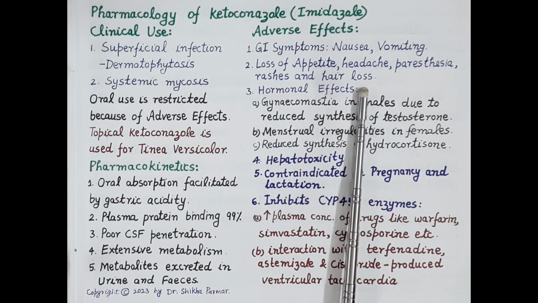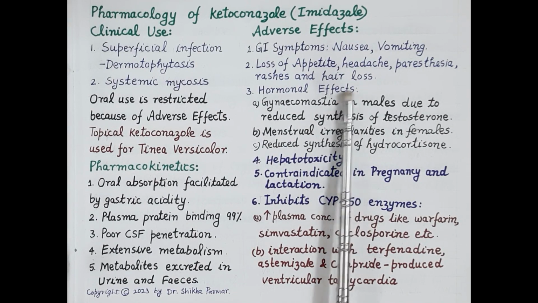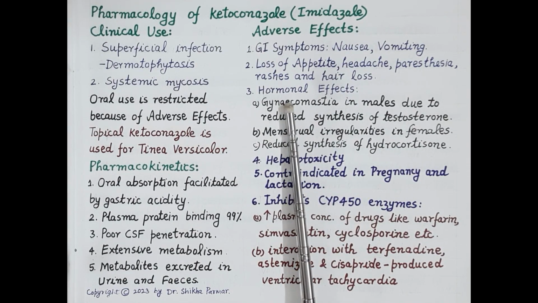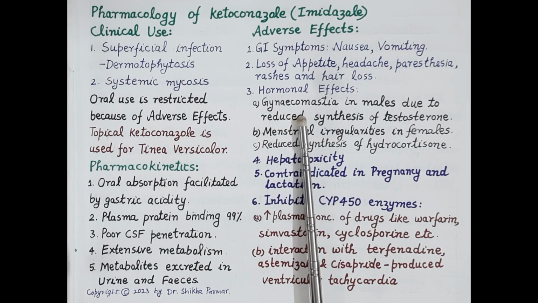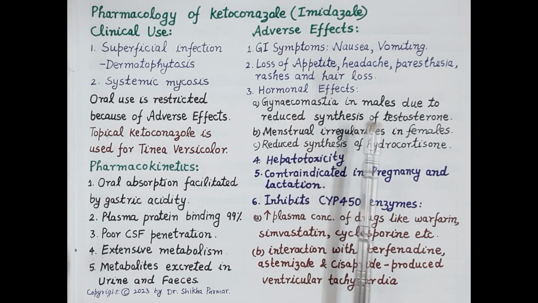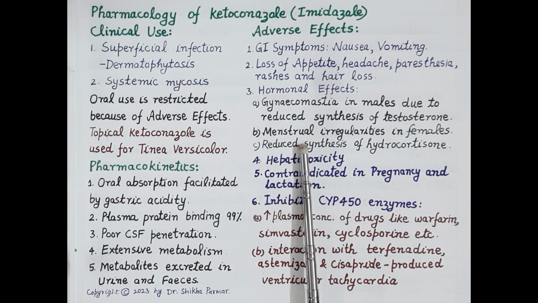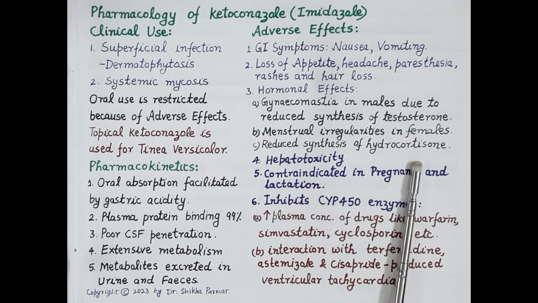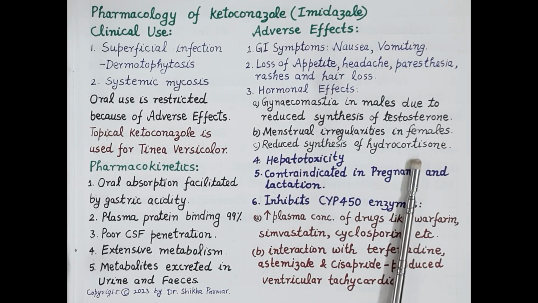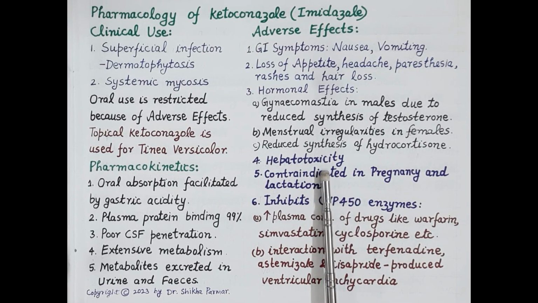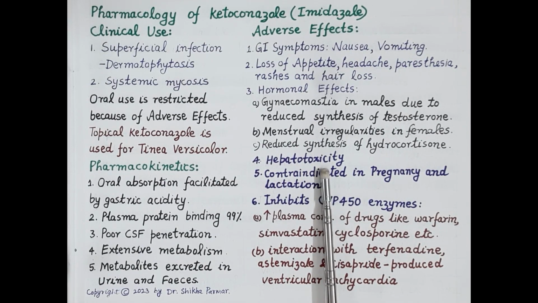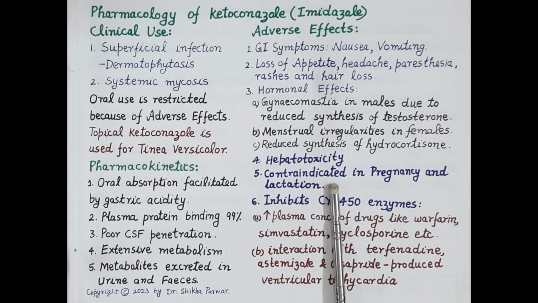Another major adverse effect of ketoconazole is its hormonal effects. It can cause gynecomastia in males due to reduced synthesis of testosterone, and it can cause menstrual irregularities in females due to reduced synthesis of estradiol. It also reduces synthesis of hydrocortisone. Apart from this, it is also hepatotoxic, and its use is contraindicated in pregnancy and lactation.